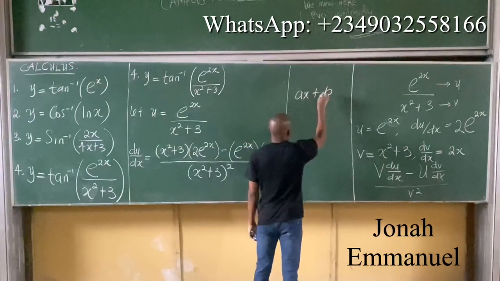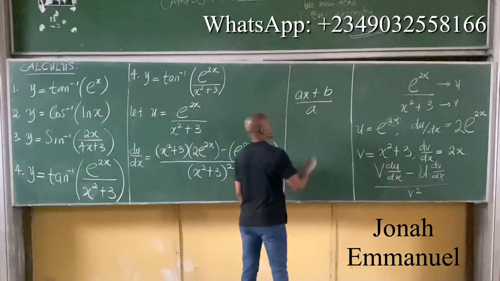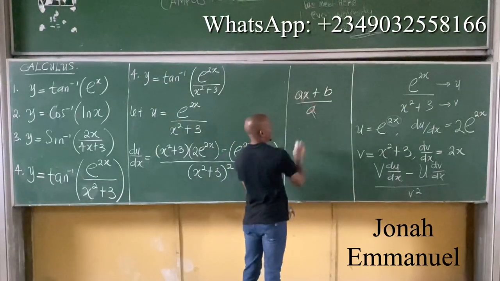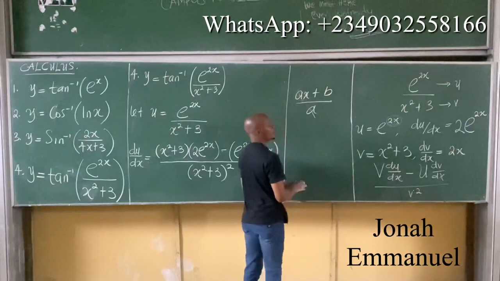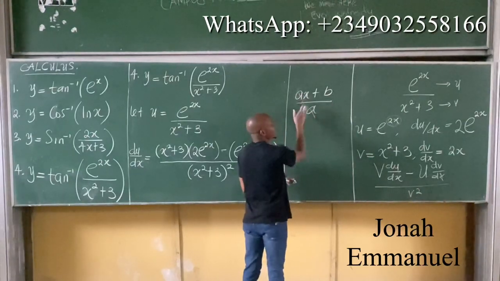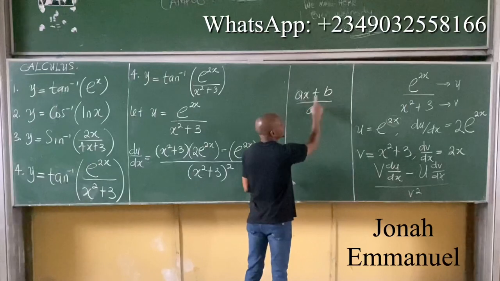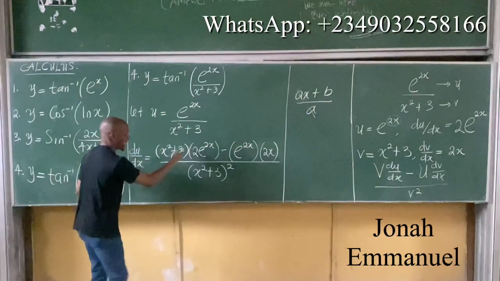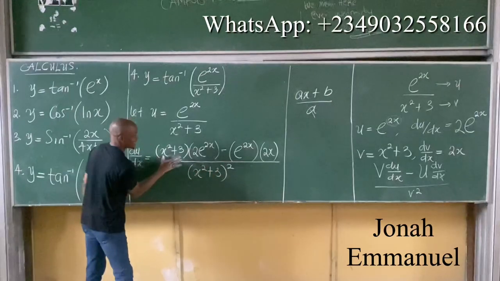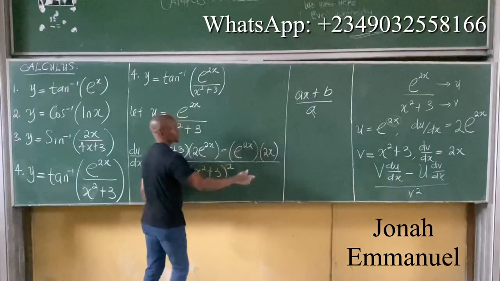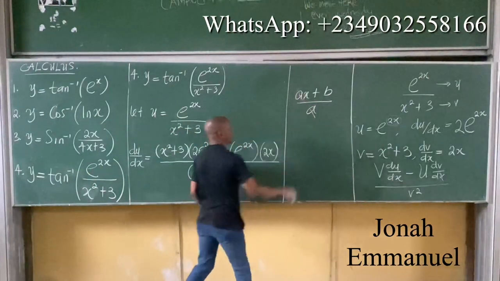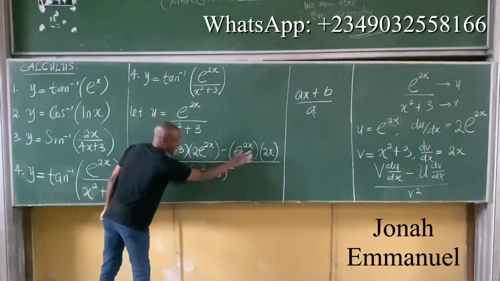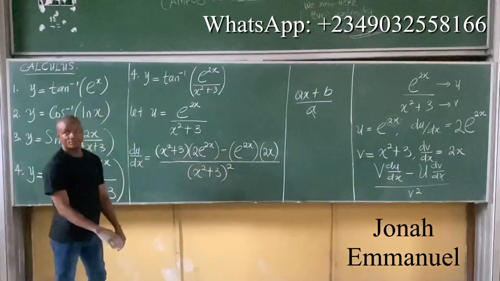(ax + b)/a. Using your normal mathematics idea, please. These two, can they cancel out from here? No. You can only cancel out when that term is common to everything here. You factorize and cancel out. You can't just cancel this one and this one here. Why? This term is not here, just like a is not here, so we cannot cancel out. Same thing here. This term is here, no problem, but this term is not here, so you can't factorize and cancel. That's the idea.